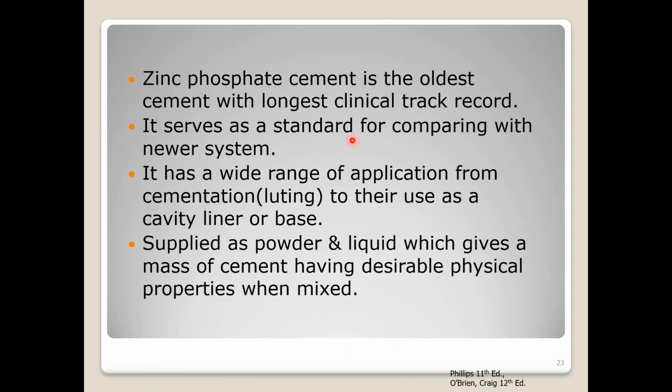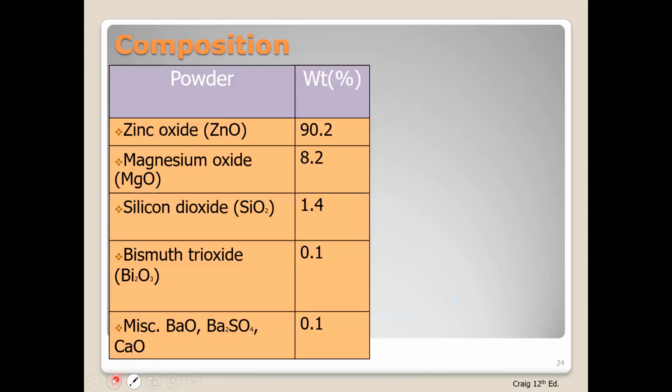It serves as a standard for comparing with the newer systems. It has a wide range of applications, from cementation, luting, to use as a cavity liner or base. Supplied as powder and liquid, which gives us a mass of cement having desirable physical properties when mixed. So this is the powder composition, the major component being zinc oxide powder with different types of modifiers added to it for radio opacity, as an inert material, and as the second matrix-forming phase, magnesium oxide is there.